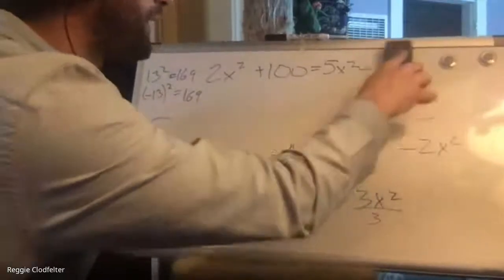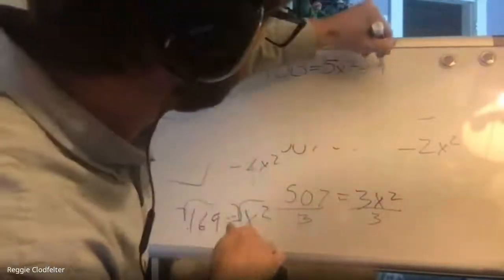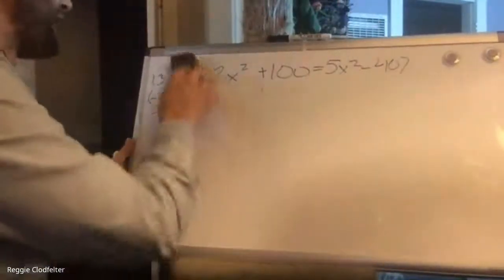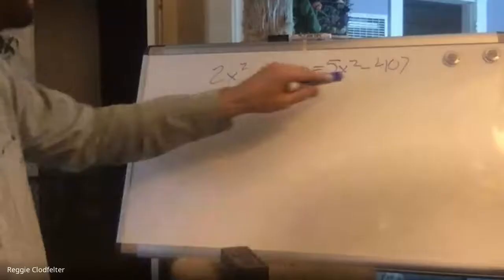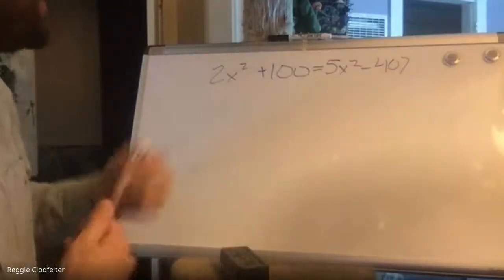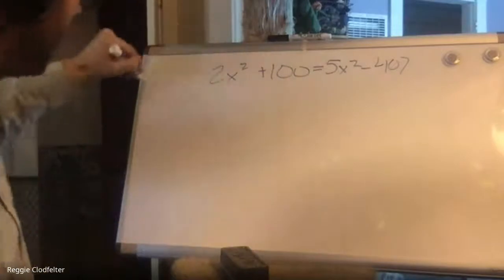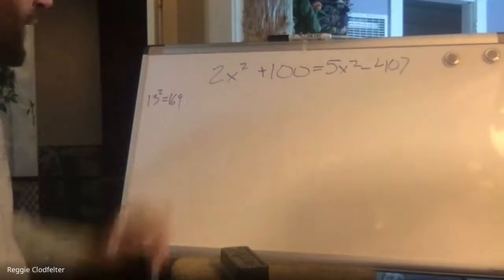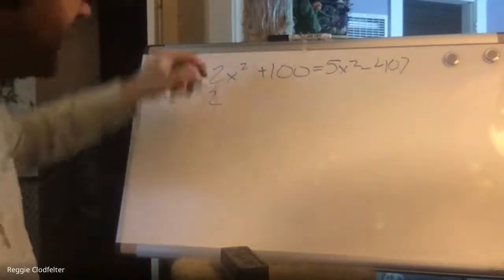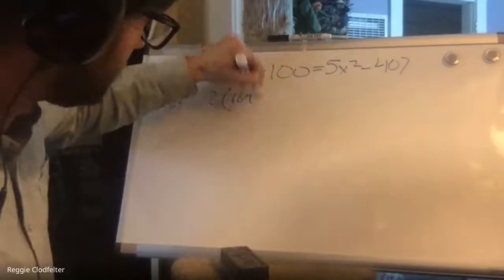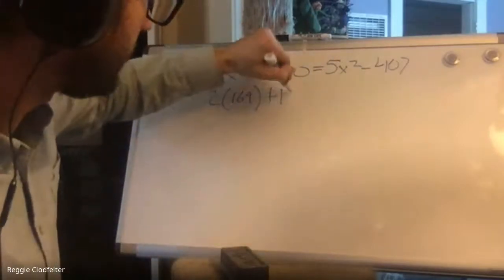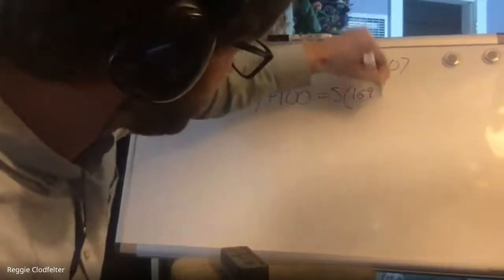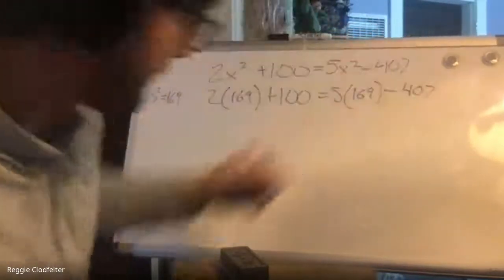Remember how we checked our work? We plug it in. You can just plug in 13. If 13 works, negative 13 will work and vice versa, because once you square x, if it's a negative, it just becomes a positive. So remember, we already determined that 13 squared equals 169. So over here, we have 2 times 13 squared, which is 169. 2 times 169 plus 100 should equal 5 times 169 minus 407.